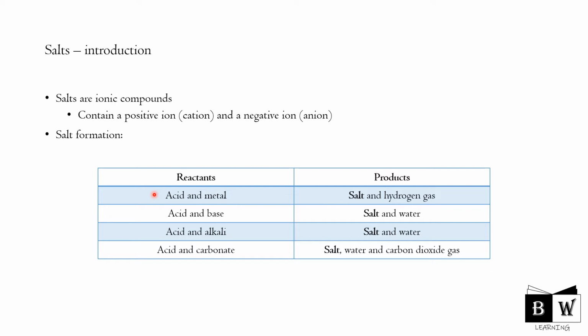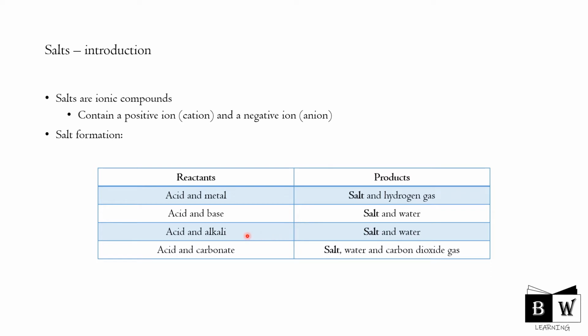And to be even more specific, it should usually be a reactive metal, and this would give us salt and hydrogen gas. The next reaction is between an acid and a base, and this is what we also term as a neutralization reaction. The products here would also be salt, and in this case, water.